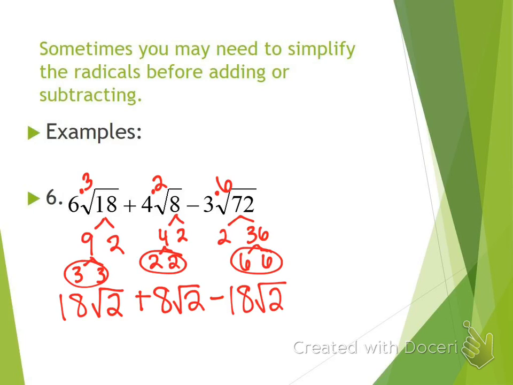Well, could we just do the 18? Yeah, do that and cancel each other out. They cancel each other out. Positive 18 root 2 and negative 18 root 2 are going to cancel out. So what are we left with? 8 root 2. Now, if you were to take 18 plus 8 and then subtract 18, that's fine. You should get the same answer.